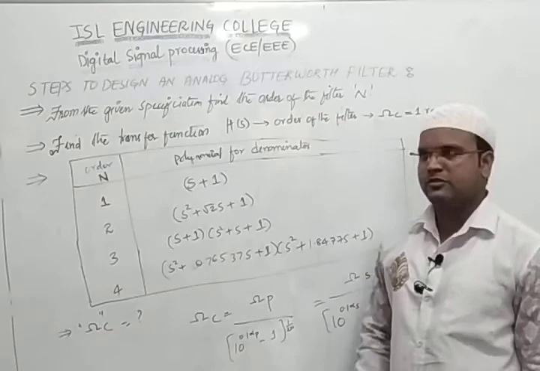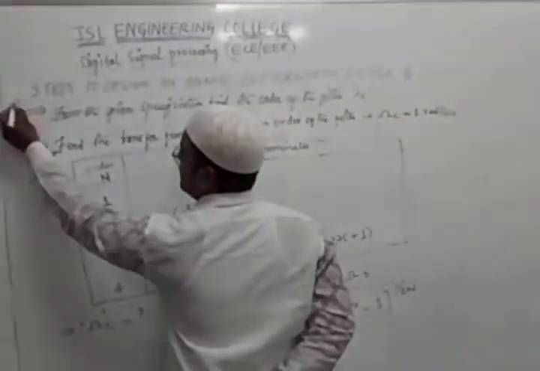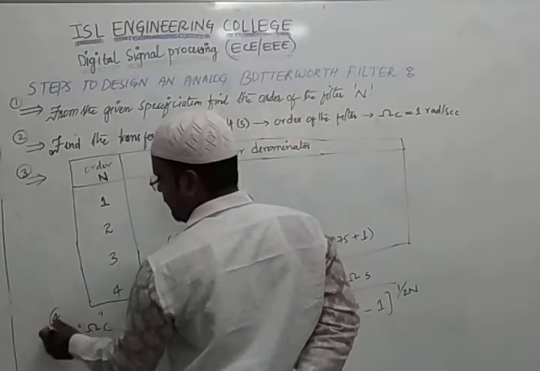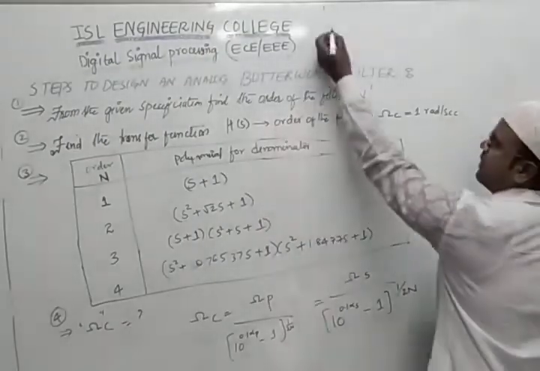Then the last step is to write this H of s. This is our step 1: we found the order. Second, we write the transfer function. Third, we wrote the polynomial. Fourth, we found the omega c. Fifth step, this H of s, we will modify it.